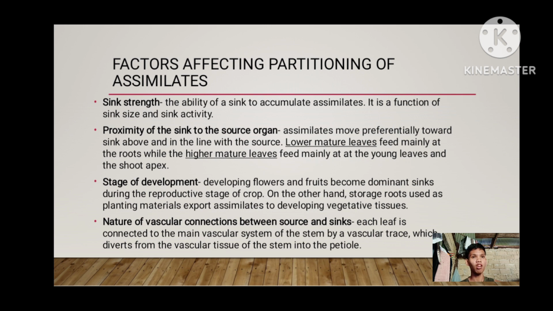The developing flowers and fruits become dominant sinks during the reproductive stage of a crop. On the other hand, storage roots used as planting materials export assimilates to developing vegetative tissues. And lastly, the nature of vascular connections between source and sinks. Each leaf is connected to the main vascular system of the stem by a vascular trace, which diverges from the vascular tissue of the stem into the petiole.